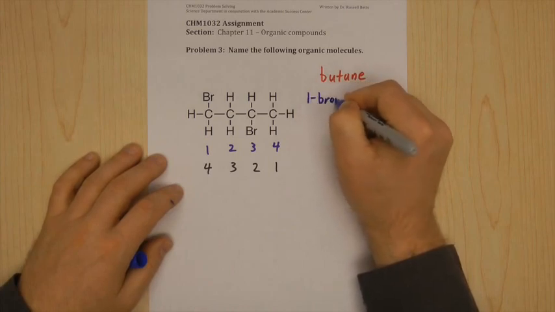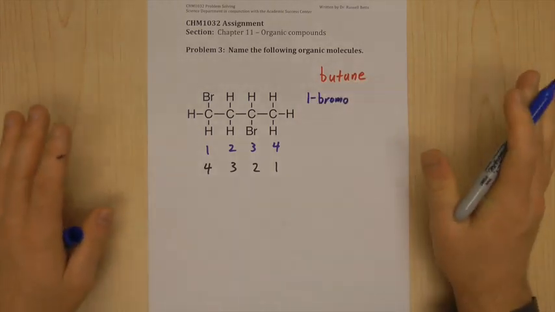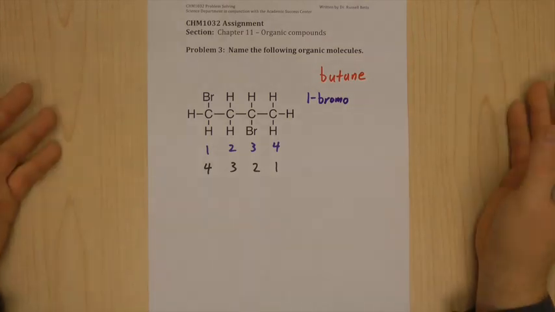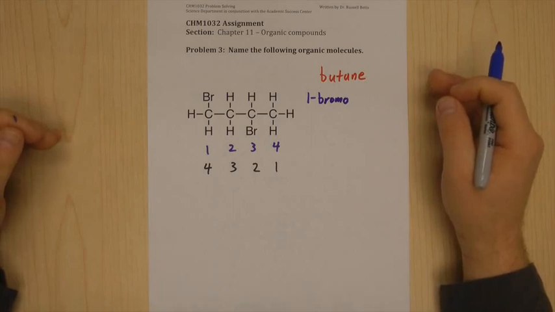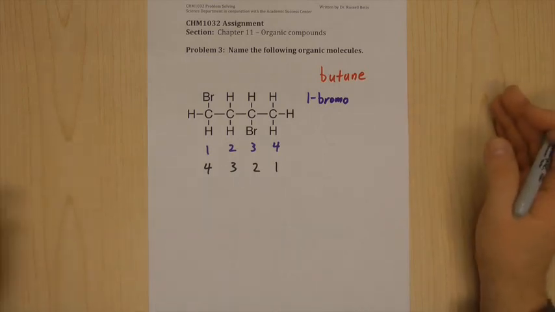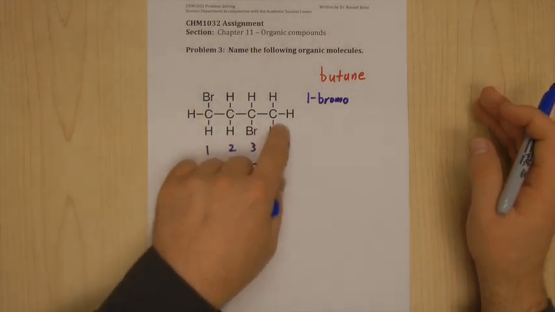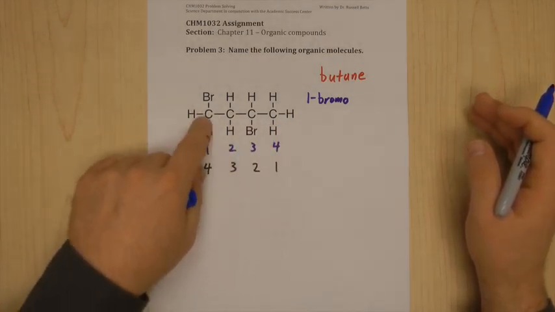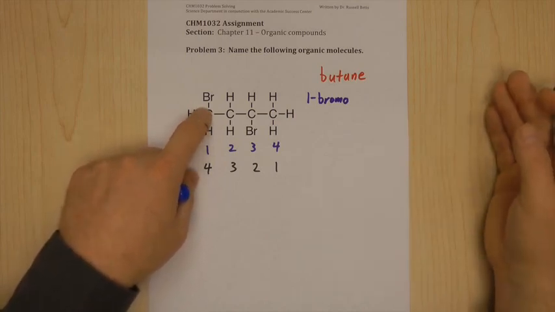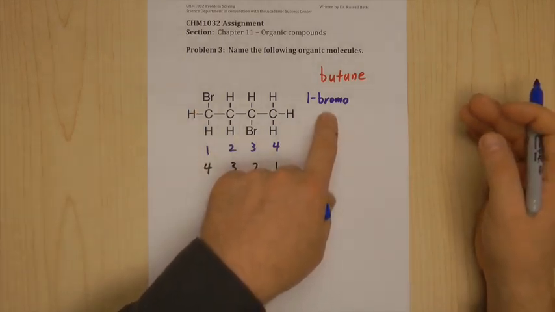1-bromo. The halogens are called bromo, chloro, fluoro, iodo when they're substituents. When they're anions, they're called ides, like bromide, chloride. But when they're substituents on an organic molecule, they're substituting for a hydrogen, you call them fluoro, chloro, bromo, iodo. So this is 1-bromo.